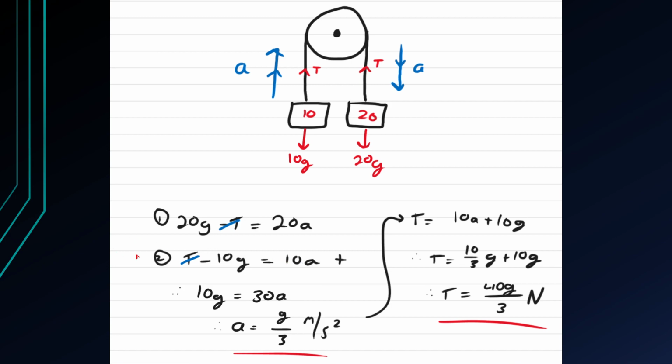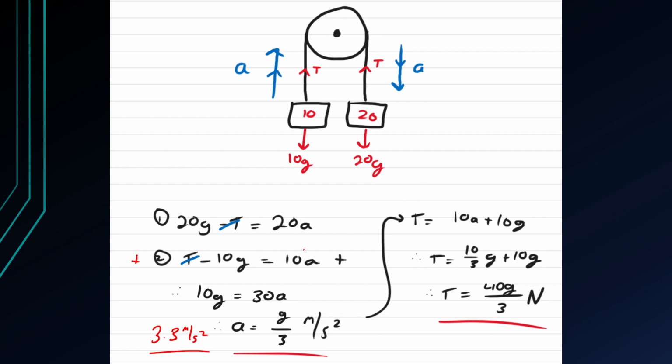So adding these equations together, we get 10g, so that's 20 minus 10, is 30a. So dividing by 30, we get a is g over 3. As a fraction, that's about 3.3-ish meters per second squared. So 3.266666666 recurring. But to one decimal place, or two significant figures, it's 3.3 meters per second squared.